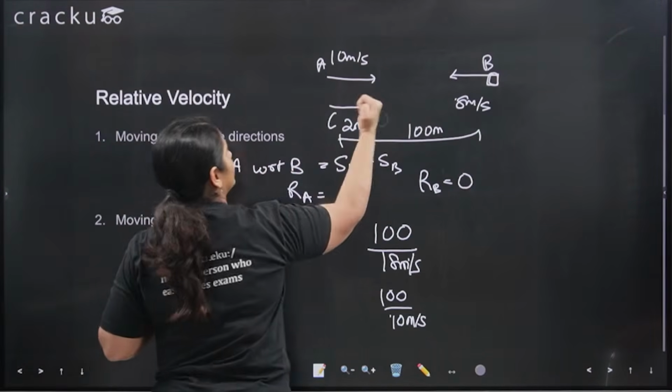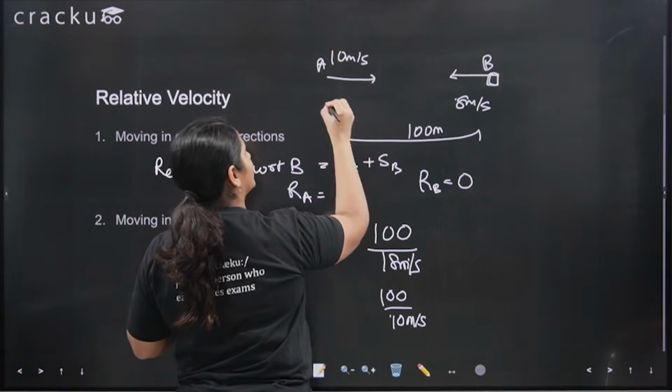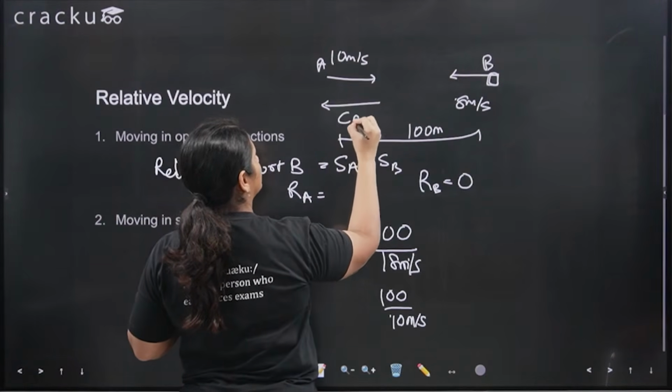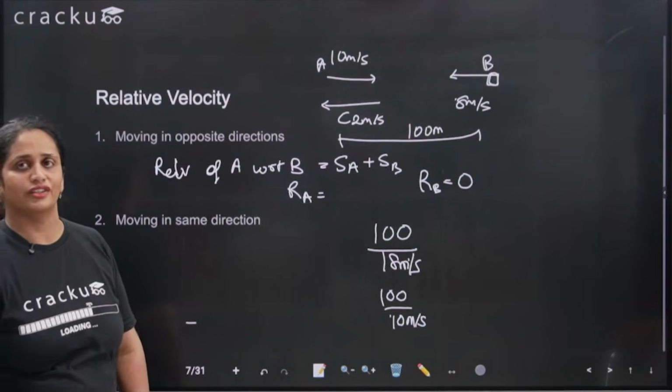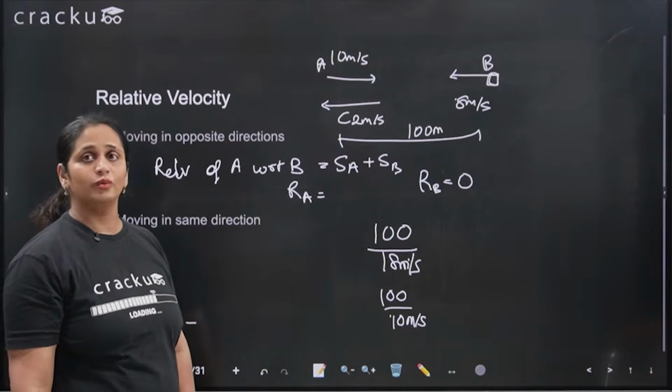Now suppose C is not moving in this direction. Suppose C is moving in the opposite direction. Okay, C is moving like this. In this particular case, B and C are moving in the same direction. How much time would it take for B and C to meet each other?